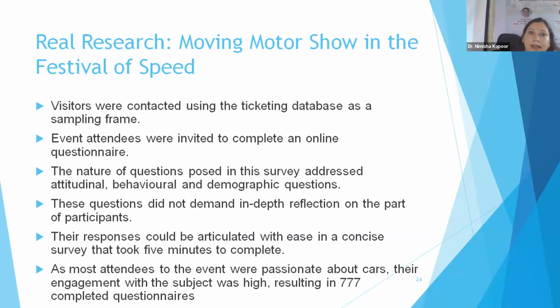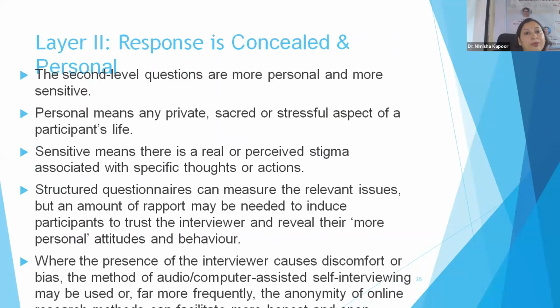All right, layer one. Layer two is responses concealed and personal, which means questions are more personal and more sensitive. So working in layer two, it is not like layer one, where you know and can talk comfortably. That is not the scene here. Self is either private, sacred, or a stressful aspect of one's life. That is private. Research supervisor relationship is sensitive.